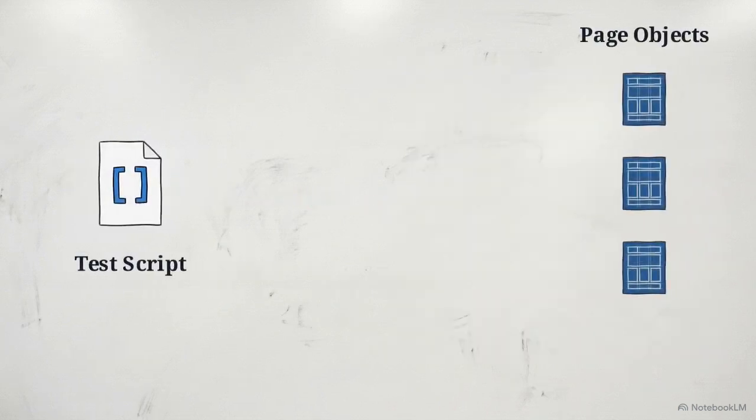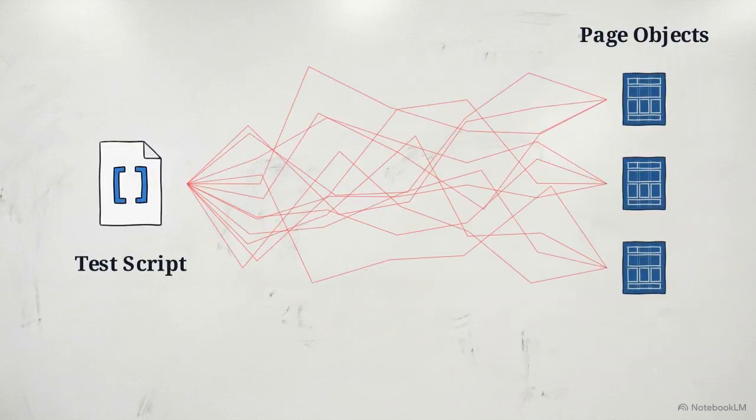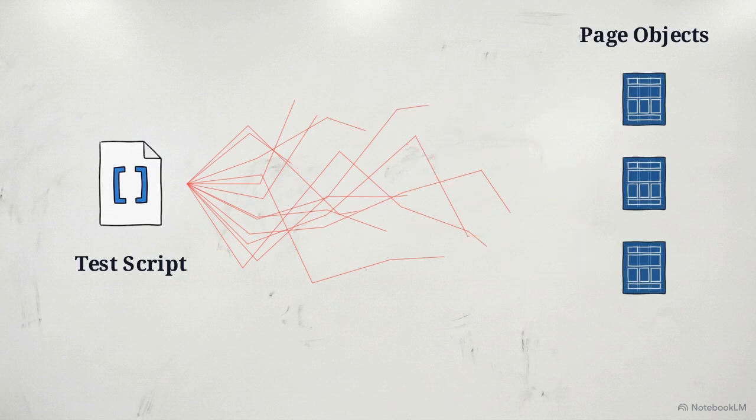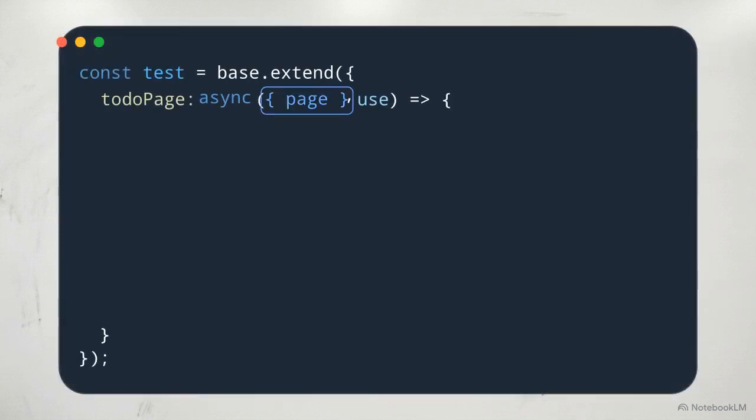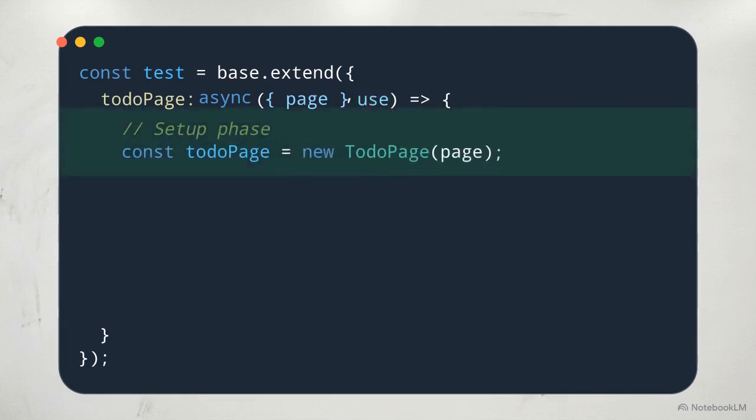The first step is centralizing your page object models. We want to reach a point where your tests no longer need to manually create page classes or track their lifecycle. In a custom fixture, the function receives the base page object and a special use callback.